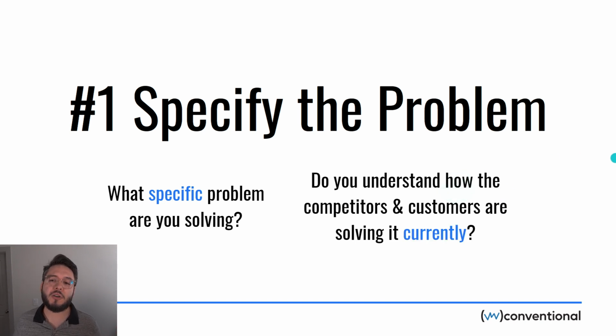Next is, do you understand how the competitors and customers are solving it currently? This can give a lot of direction and a lot of focus to what you actually need to build in order to satisfy a customer need. As an example, if a customer's main need is one specific feature that the competitors don't have, well, that tells you basically the one thing that you absolutely need to have included, or else what's the point? How are they going to get involved and get invested in your business if there's no compelling differentiator between you and the competitors?